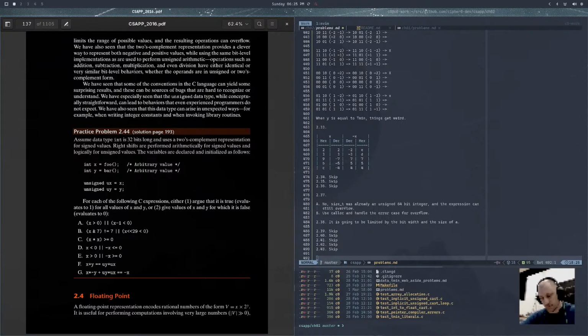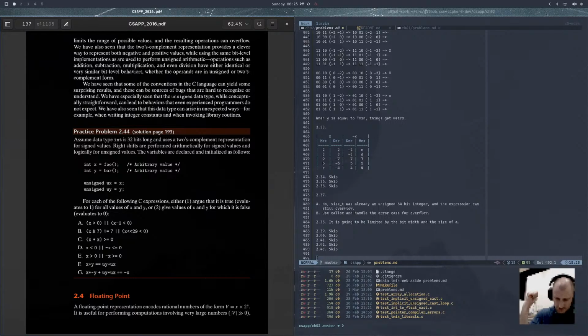while using the same bit level implementations as are used to perform unsigned arithmetic. Operations such as addition, subtraction, multiplication, and even division have either identical or very similar bit level behaviors, whether the operands are in unsigned or 2's complement form. We've seen that some of the conventions in the C language can yield some surprising results, and these can be sources of bugs that are hard to recognize or understand.